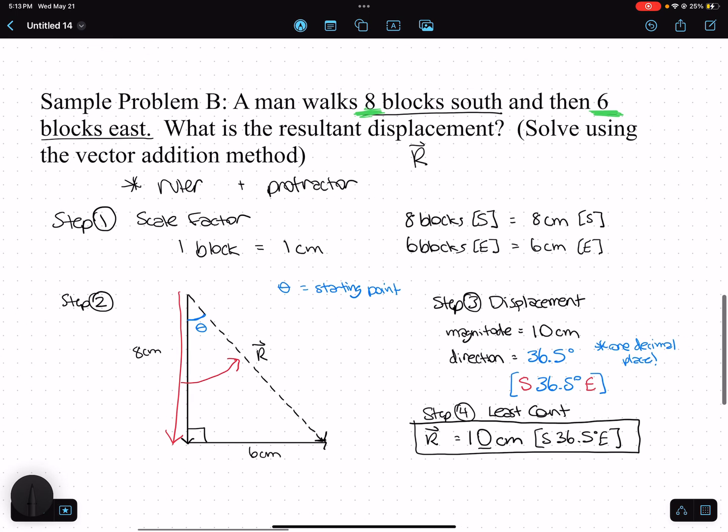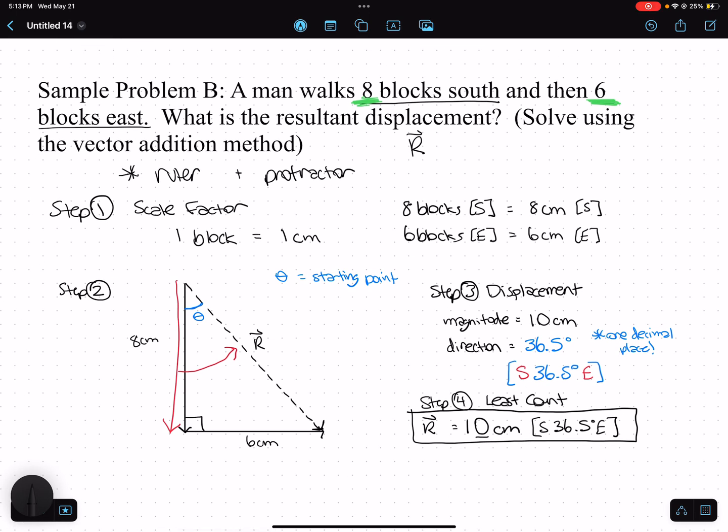Okay, so this is how we do this type of question. We have a scale factor, we draw our triangle and label it, we calculate our magnitude and direction with a ruler and a protractor, and then we make sure we have proper least count at the very end. And then you box that answer.